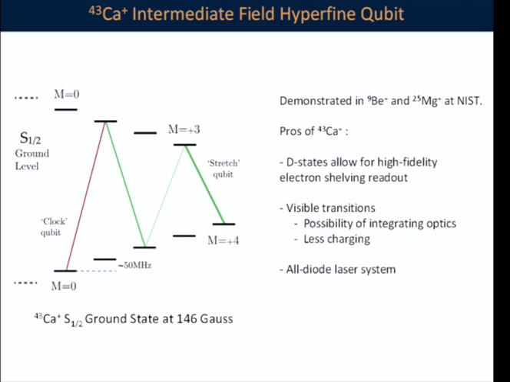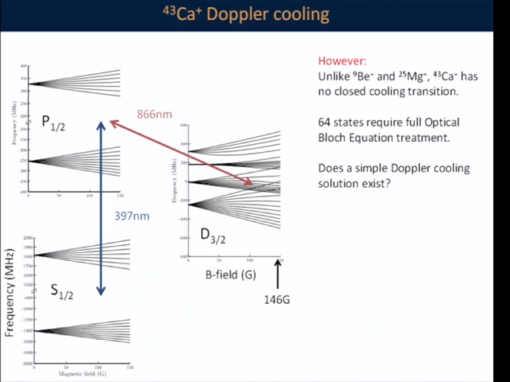Calcium has both an advantage and disadvantage. It has these low-lying D states, of course, which complicates things like laser cooling. But it does allow you to use the shelving technique for readout, which is a slight gain, and the visible transitions are possibly attractive, particularly for the microfabricated surface traps. We don't see charging problems, and maybe there's more possibility of using integrated optics in the future. And the laser systems are all diodes. The blue transitions come from direct diode lasers.